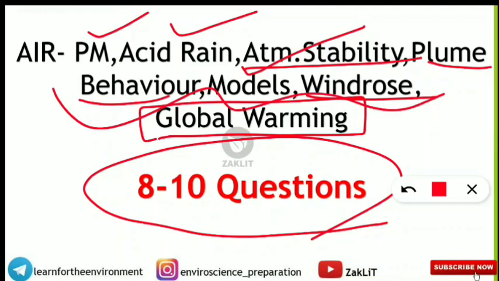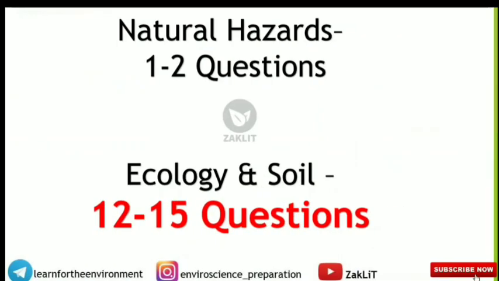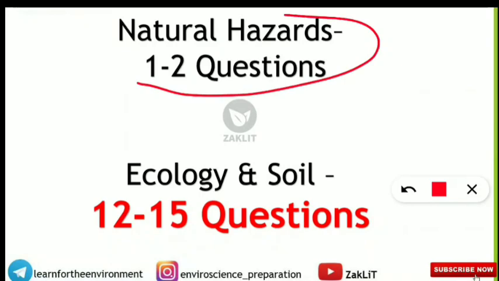These are the units, very important. 8 to 10 questions are coming from the air unit, that is air pollution, air monitoring. All these things will consist of this many questions. Next, coming to the natural hazards, 1 or 2 questions will be there from this section for sure. For example, earthquakes, tsunami, cyclone, earthquake waves, P, S, L, R waves. So all those who are preparing will know what I am telling.